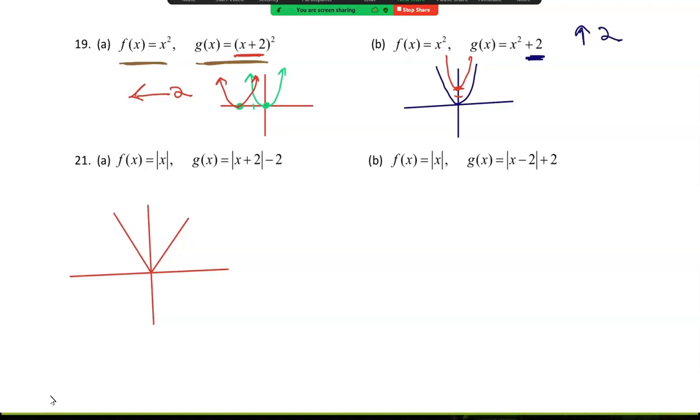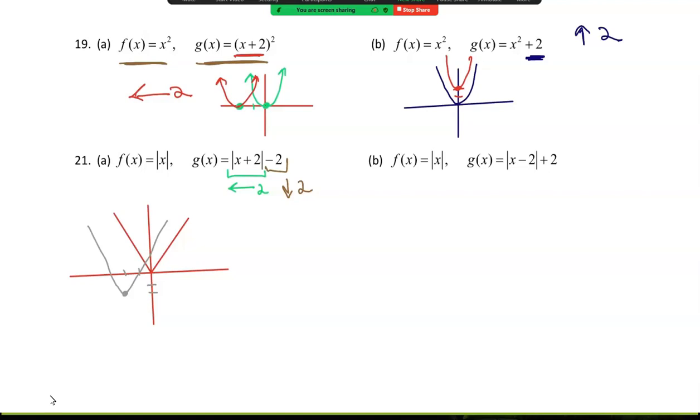So what's happening here? This is a change inside. So that change is moving to the left 2. Okay? Here's a change outside. That change is moving down 2. So what's this going to look like? Well, take your parent function. I'm going to move it to the left 2 and then down 2. That means right here is my new vertex, and that's my function.